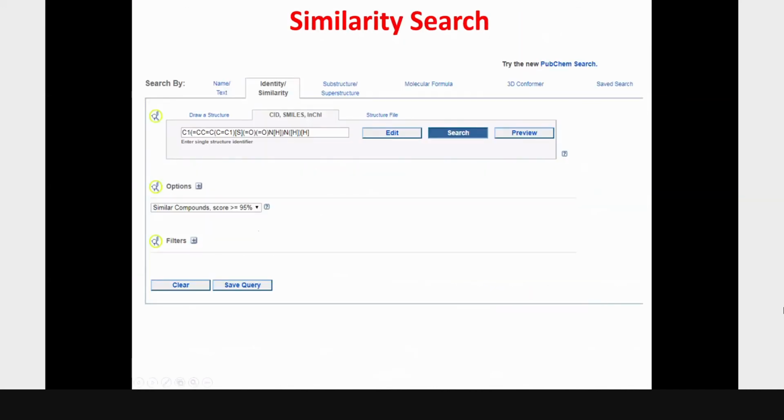So using this, I could do the similarity search, and in the options, again, you can go into details of these filters and other things, but I will just focus on the score part. Here I have said I want all the similar compounds based on some criteria, and the criteria should be greater than or equal to 95%. Whatever compounds match at the level of 95% or more will be the only ones considered. It will show and rank all of them.